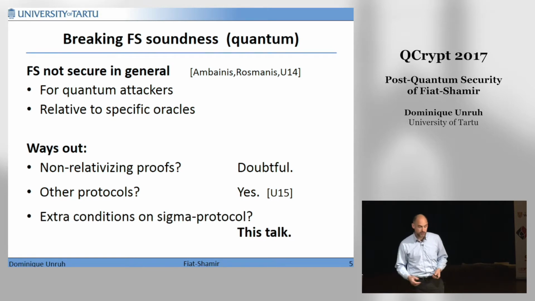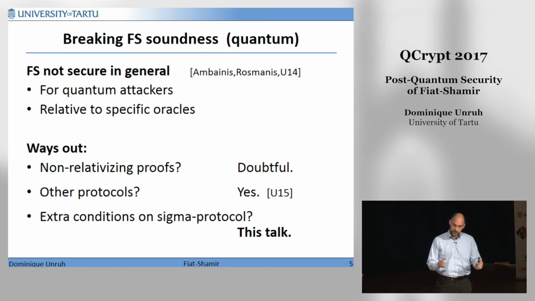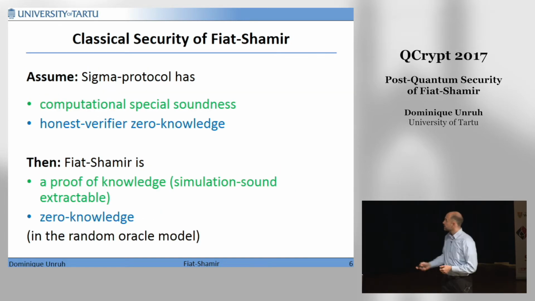And a third way out would be to say, okay, we stick to Fiat Shamir. We don't try non-relativizing proofs, but we add some conditions on the sigma protocol. So recall, earlier we had said if the sigma protocol is honest verifier zero knowledge and has computational special soundness, then Fiat Shamir is secure. This doesn't work in the quantum setting, but what if we say the sigma protocol has these two properties and one more, then it works. Let's see. So let's first summarize what we know in the classical setting.